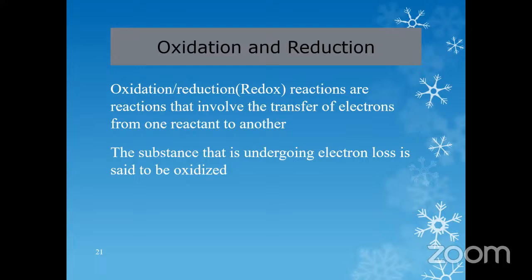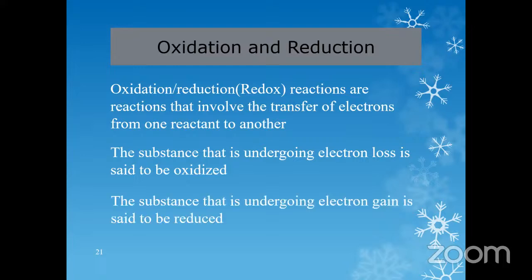So in a redox reaction, at the microscopic level, we have the transfer of electrons from one reactant to another. Something will be losing electrons, and the other species will be gaining electrons. The substance that is losing electrons is said to be oxidized, while the substance that is gaining the electrons is said to be reduced.